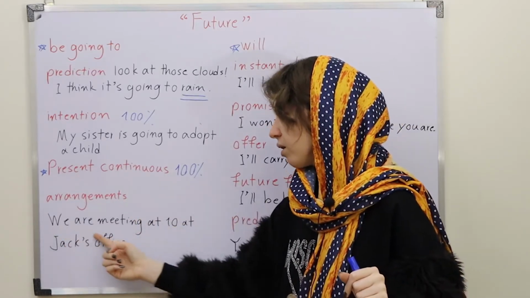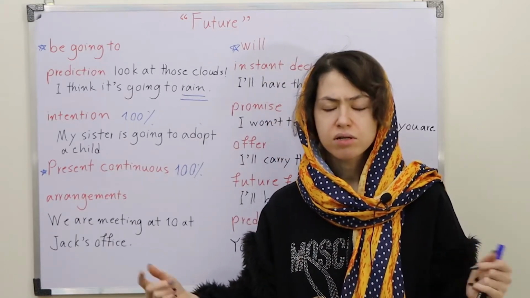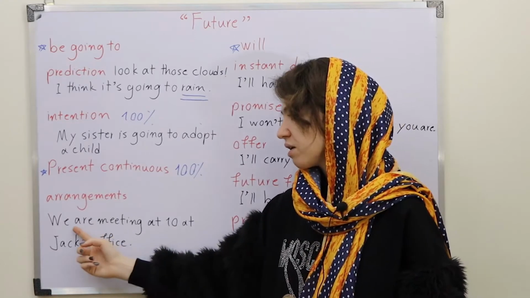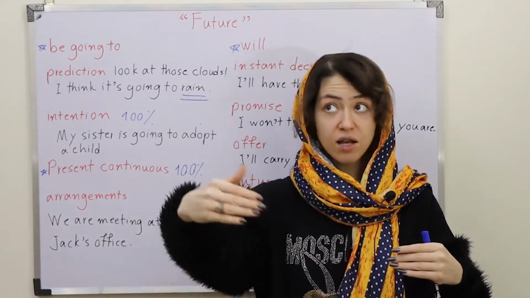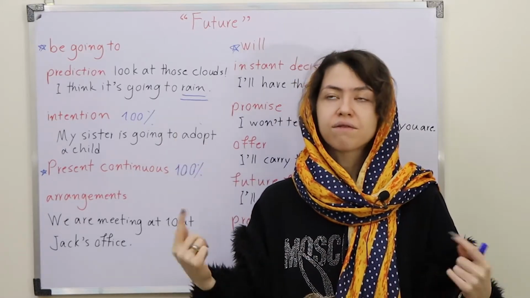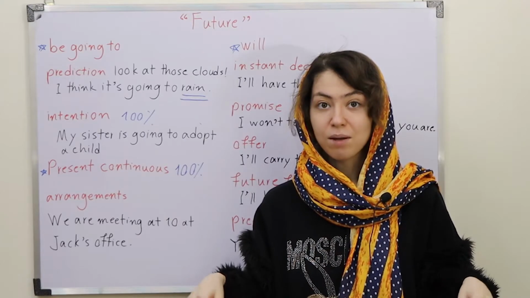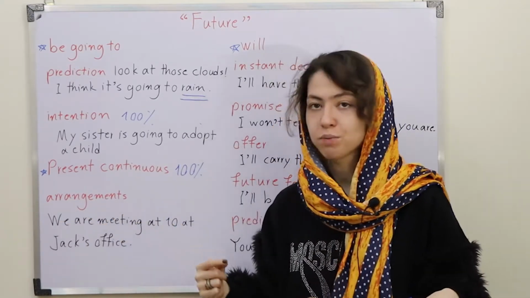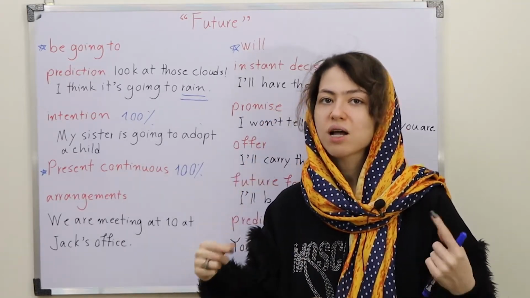So let's go. We are meeting at 10 at Jack's office. It's immediate future. So we are meeting. It means in future, but it's immediate future. It's not very far, okay? For instance, I'm cooking spaghetti tonight. So again, it's a kind of arrangement. And there is a kind of nicety that I want to just touch the point here.